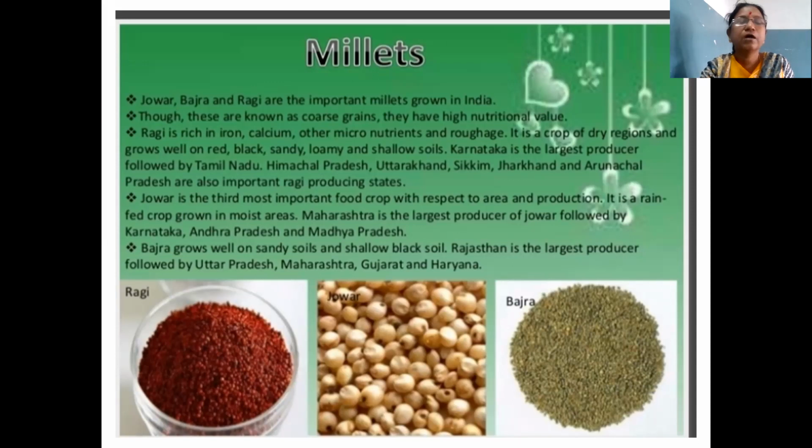Coming to jowar, jowar is a third most important food which is consumed with respect to area of production. It is a rain-fed crop grown in moist areas. So dependent on the rainfall. Maharashtra is the largest producer of jowar, followed by Karnataka, Andhra Pradesh, and Madhya Pradesh. Bajra grows well on the sandy soils and shallow black soil. Rajasthan is the largest producer, followed by Uttar Pradesh, Maharashtra, Gujarat, and Haryana. You can see ragi, jowar, or it is also called as jow, and bajra.